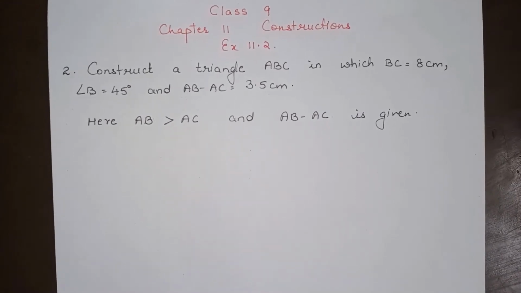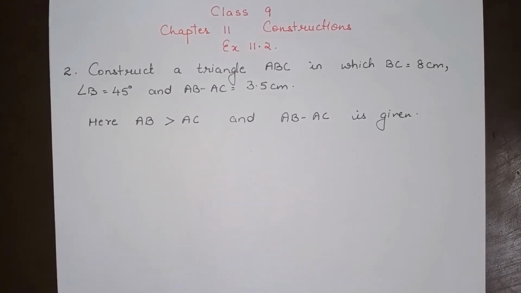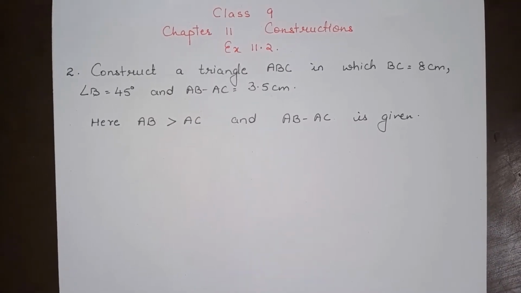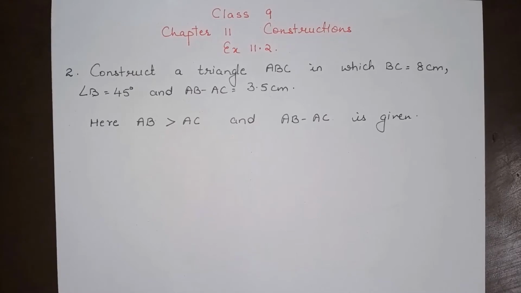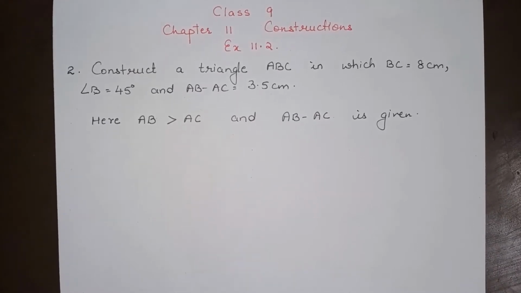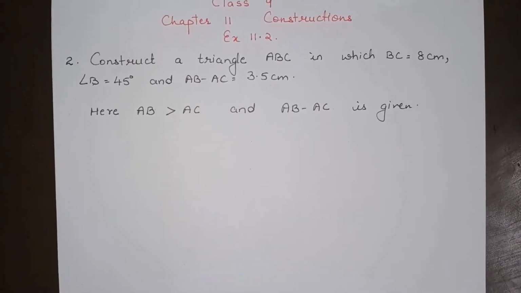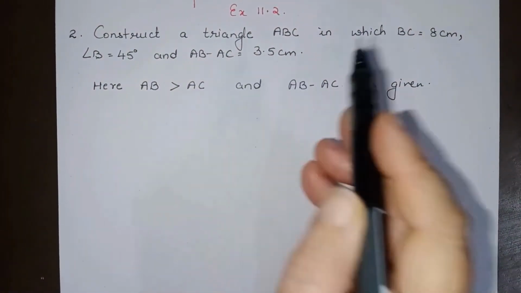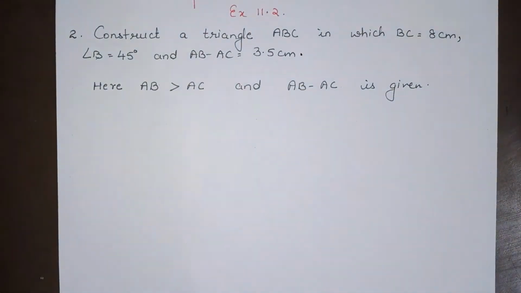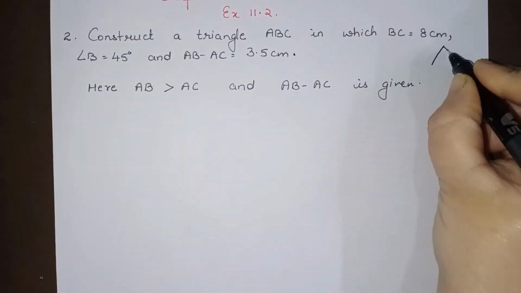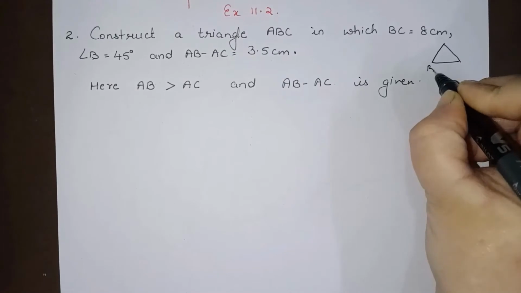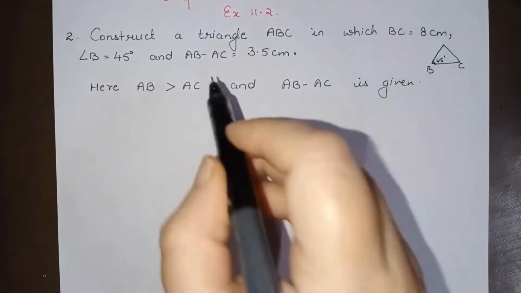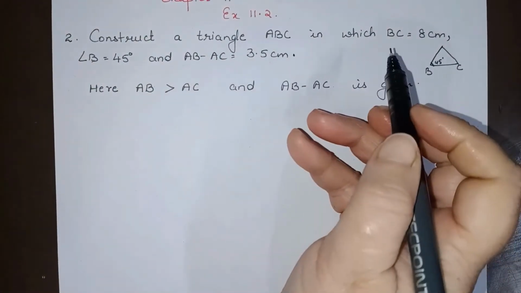Hello everyone, today we will do class 9th chapter 11th constructions exercise 11.2. Second question: construct a triangle ABC in which BC is 8 centimeter, angle B is 45 degree and AB minus AC is 3.5 centimeter. See here in this question, base is given, base angle is given which is 45 degree and the difference of other two sides are given.